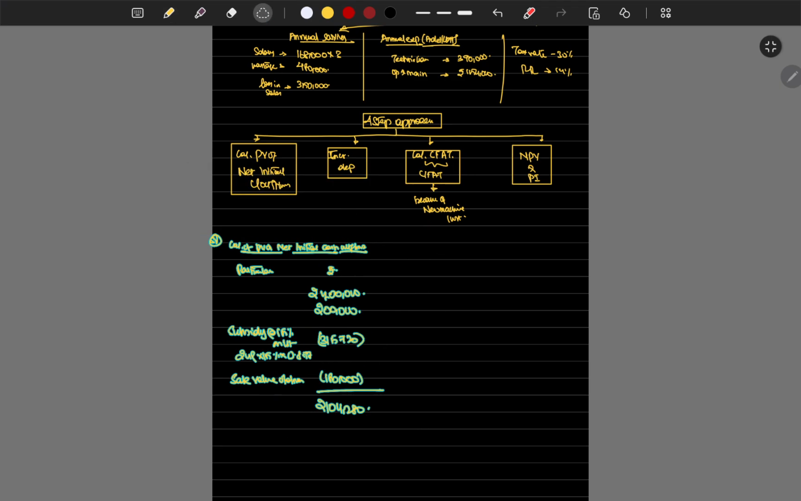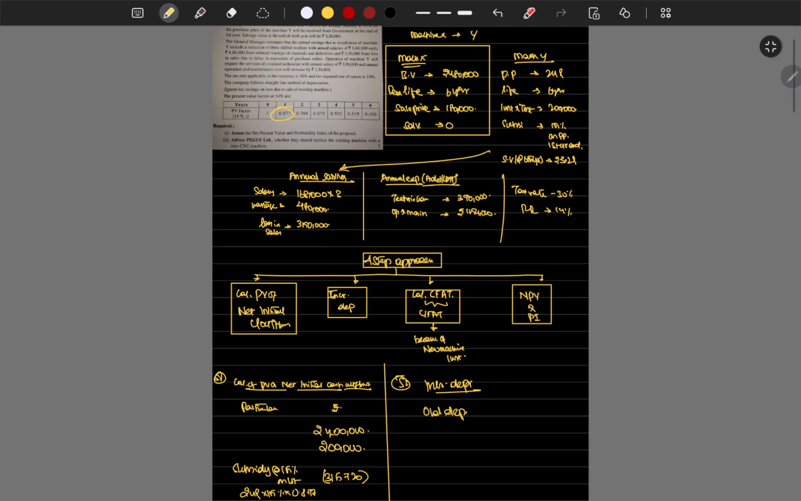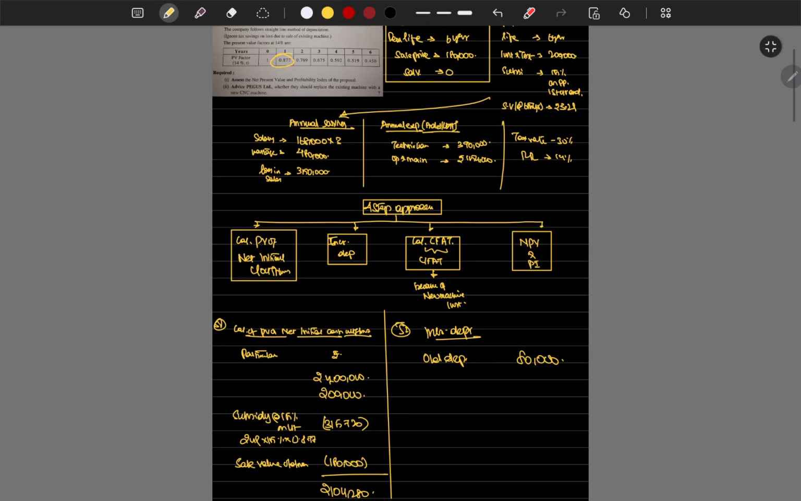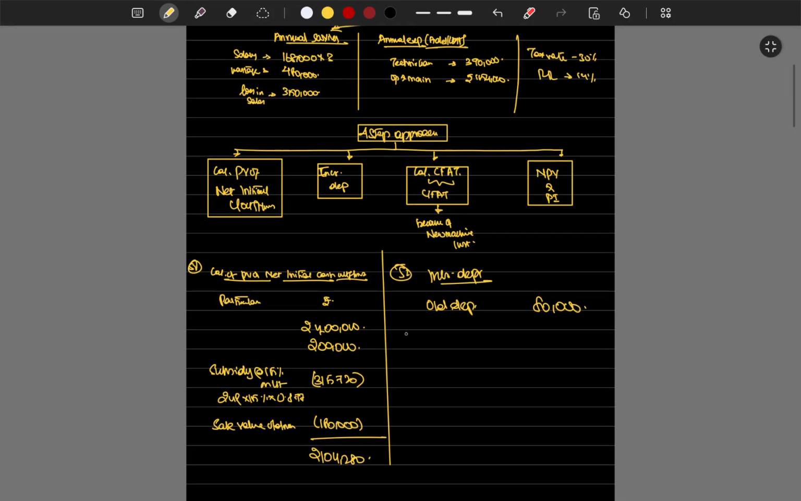Then we'll calculate the incremental depreciation. What's the old depreciation? Old depreciation value is 4,80,000 divided by 6, which is 80,000. Book value divided by the remaining useful life of 6 years. So old depreciation is 80,000.